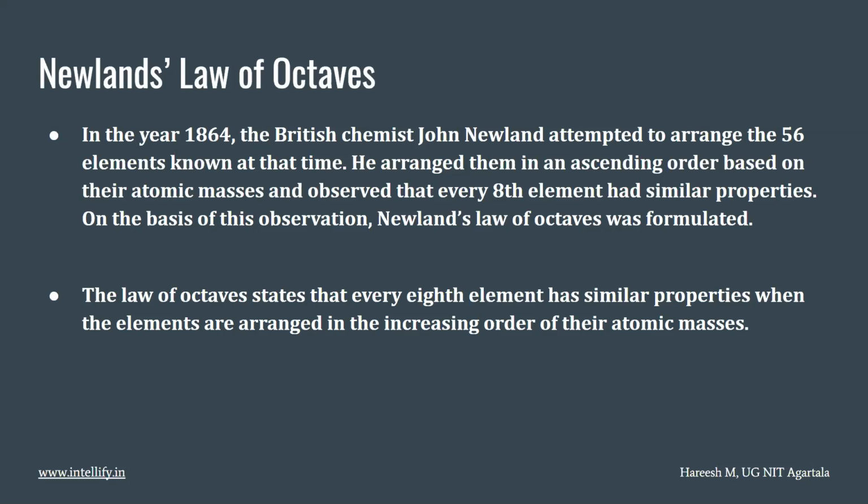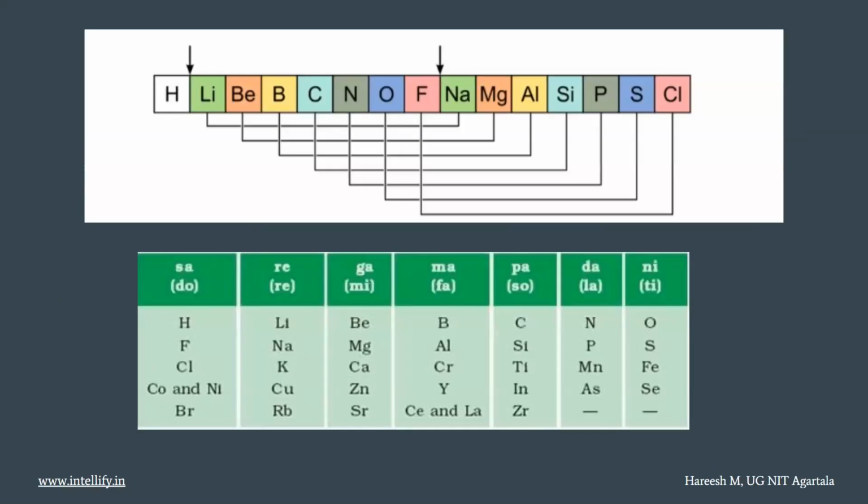You will understand this better with the help of a table. Here, this has been arranged according to increasing atomic masses, and you can notice that this element lithium has equivalent properties to sodium, and sodium is the eighth element from lithium. Same thing goes for beryllium and magnesium, boron, aluminium, carbon, silicon, and so on. To understand this, the same colored elements have the same properties.